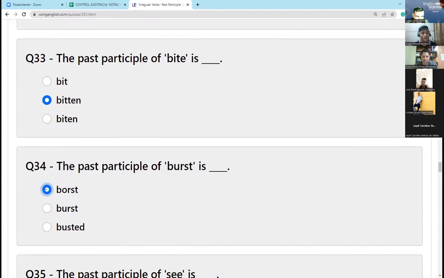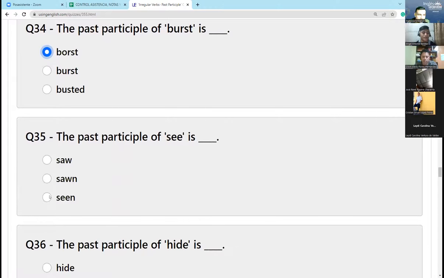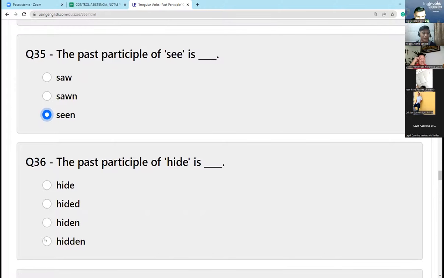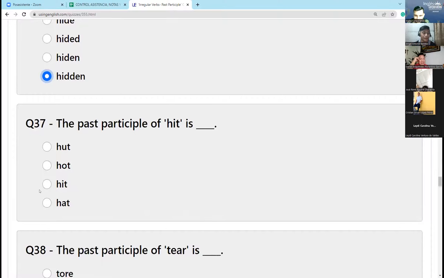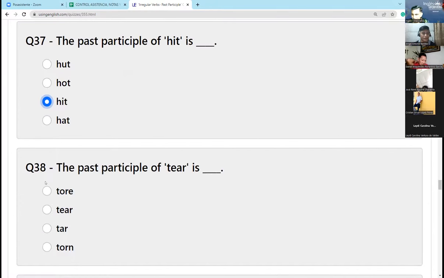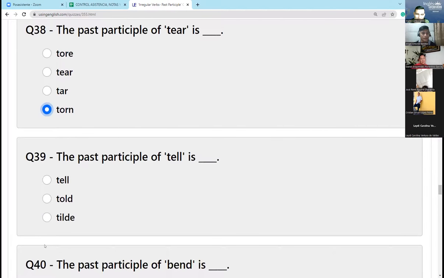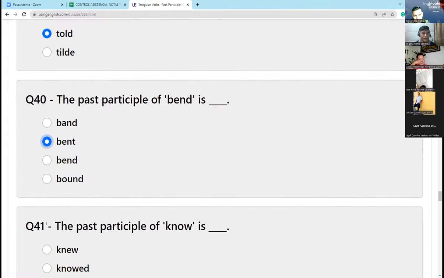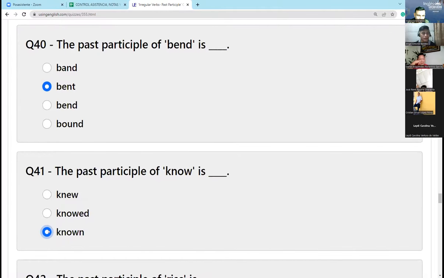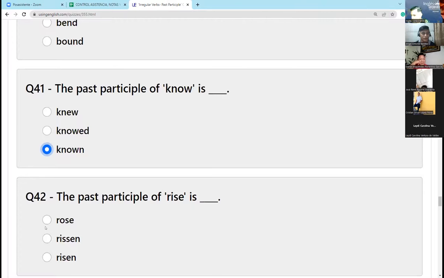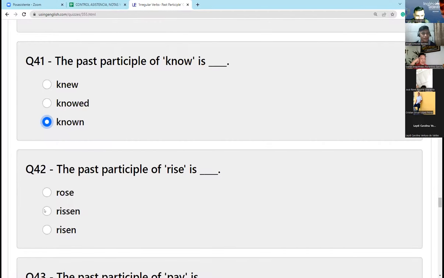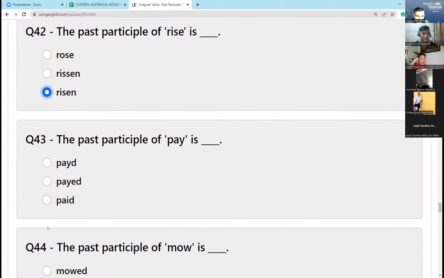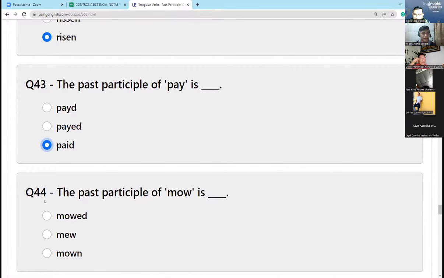A, B, one, two, three. One. C. Seen. Hide. Hidden. Heat. Tear. Torn. Yes. Tell. Told. Bend. Bent. No. Rise. No sé. I don't know. One, two, three. And three, I think. Pay. Mow. Mown. Number three. No, no.